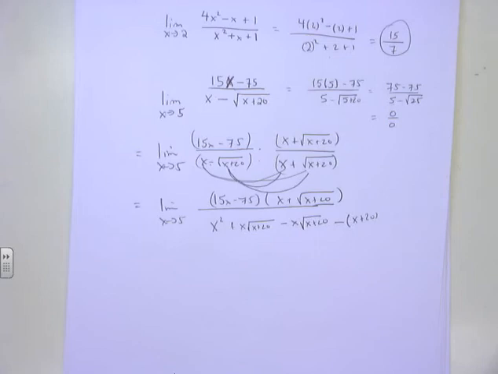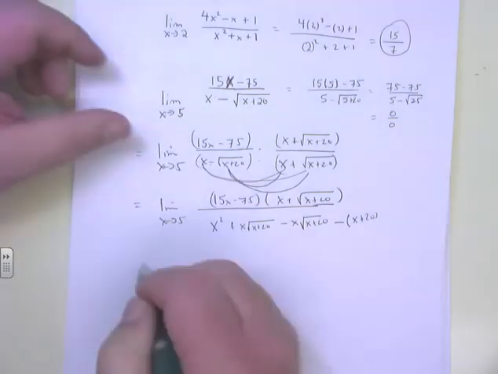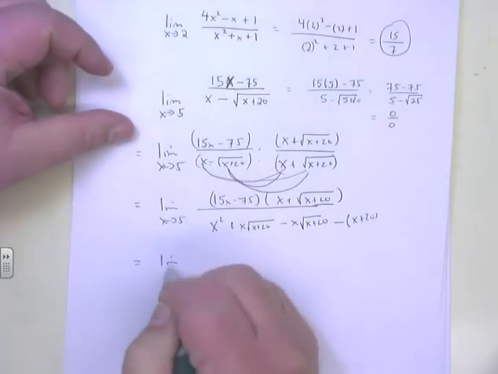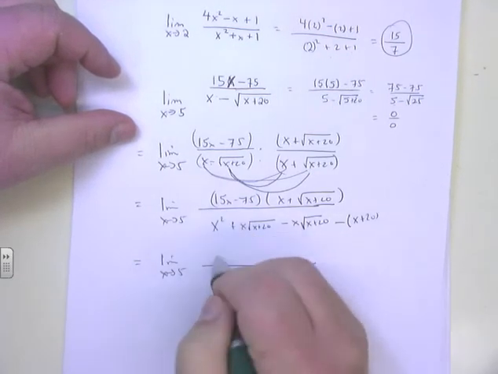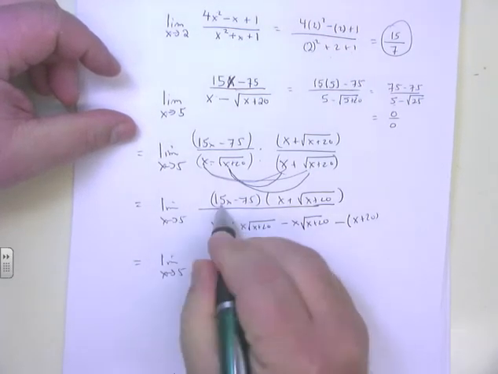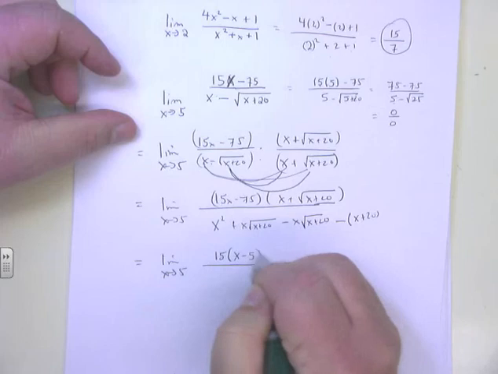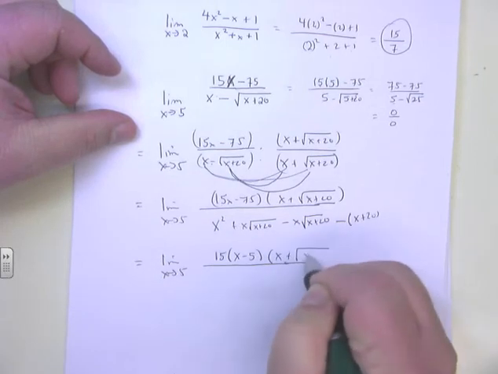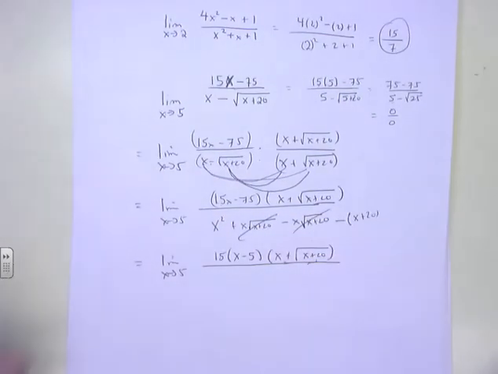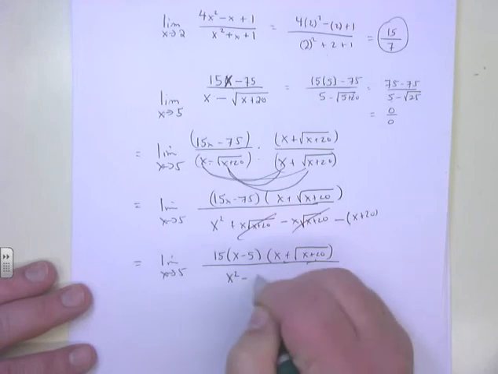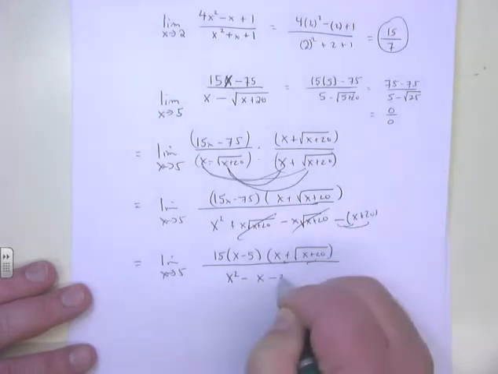Does that make sense? Now, clean this guy up. This is the limit as x approaches 5 of, now in this numerator, I could factor out that 15. If I factor out the 15, that'll leave me with x minus 5 times x plus the square root of x plus 20. But let's clean up that denominator. The outer inner on the foil ends up canceling out. And what are you left with? Minus x minus 20.